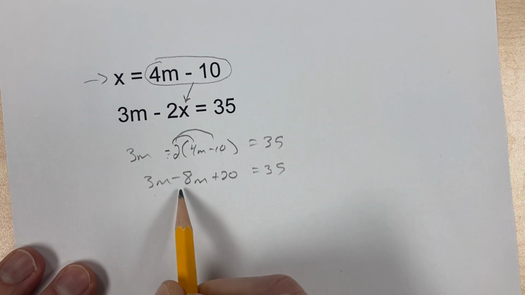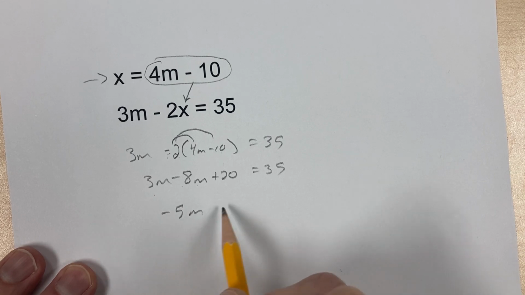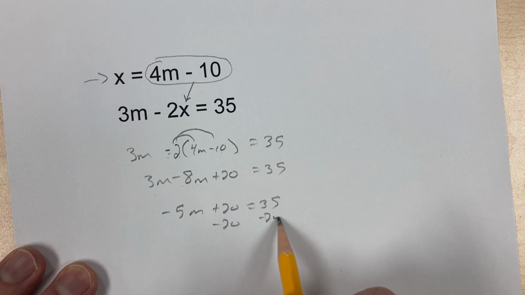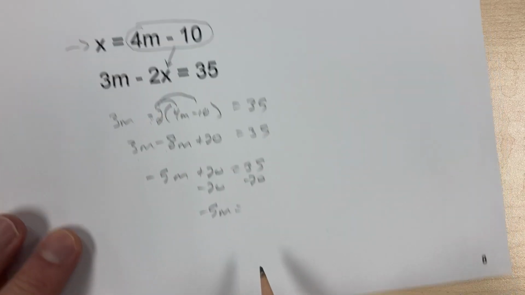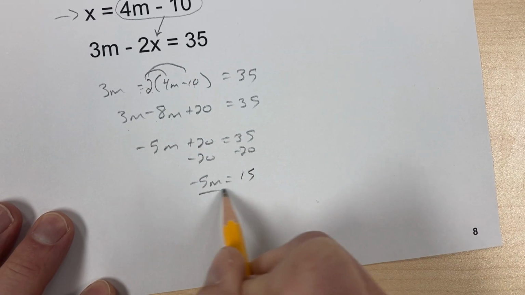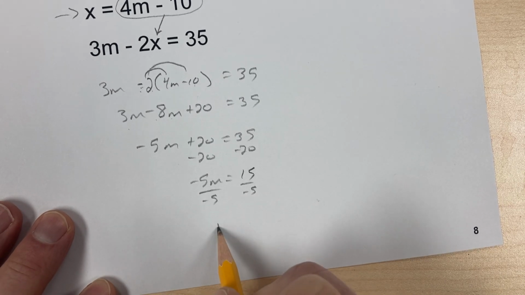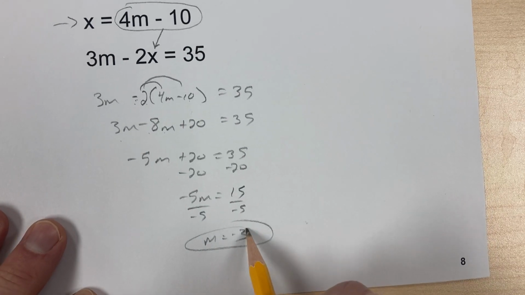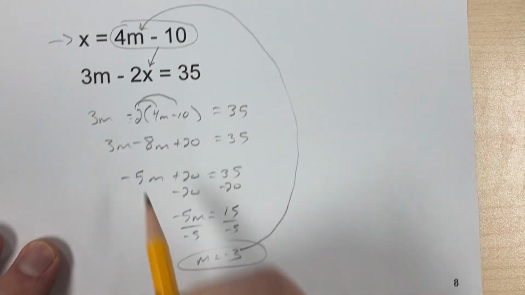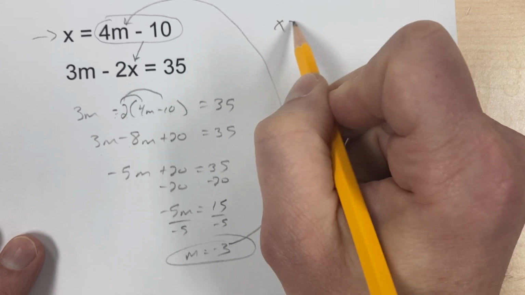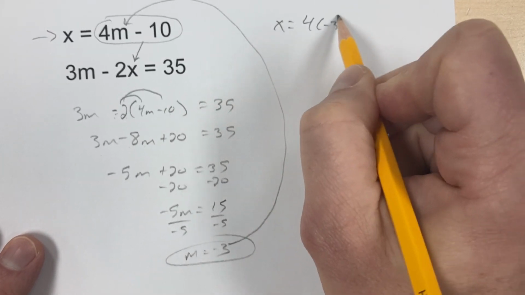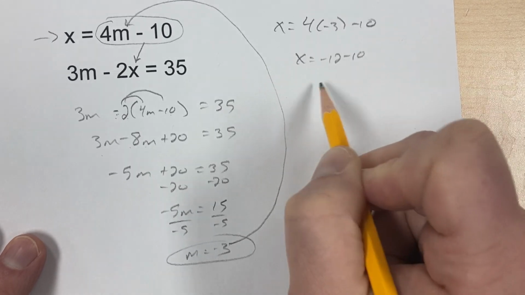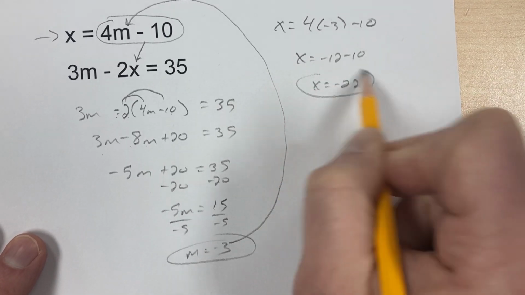Put these together. 3 minus 8 is negative 5. All right, we're going to subtract 20, we'll get negative 5m equals 15. And then divide by negative 5, we'll get m equal to negative 3. Okay, so that's one of them. Take that, and we're going to put it back in here. So x is going to equal 4 times negative 3 minus 10. X will equal negative 12 minus 10. X will equal negative 22.